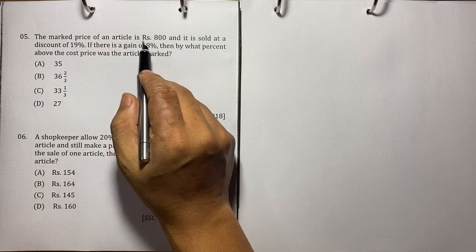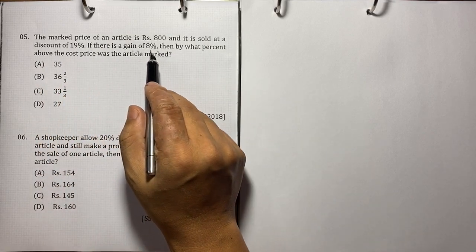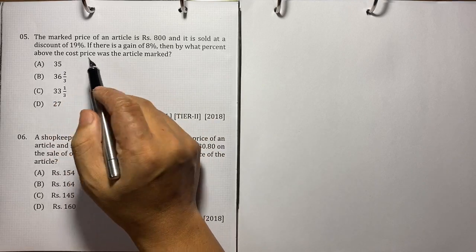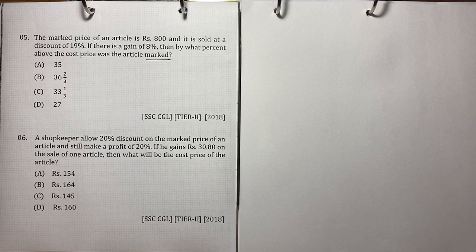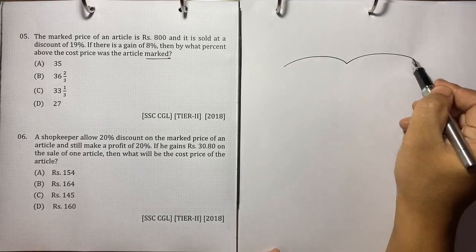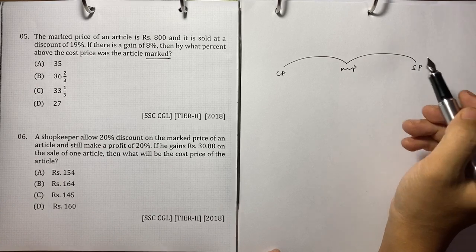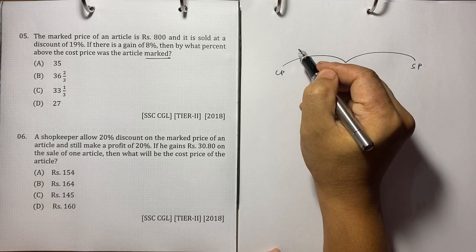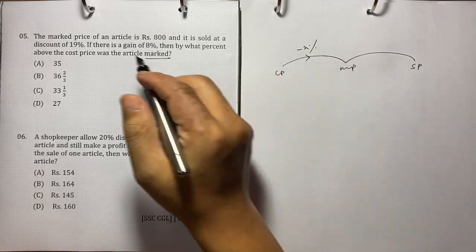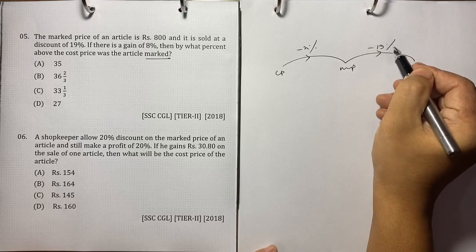The mark price of an article is 800 and it is sold at a discount of 19%. If there is a gain of 8%, then by what percent above the cost price was the article marked? In this problem, cost price, mark price, selling price. The question is, by what percent above the cost price was the article marked? We don't know, X percent. It is sold at a discount of 19%.